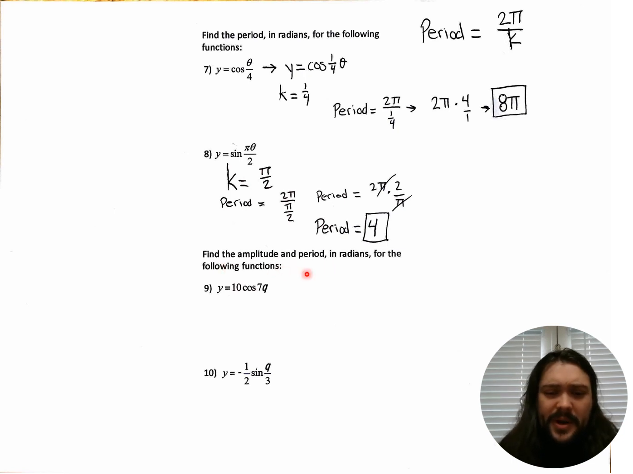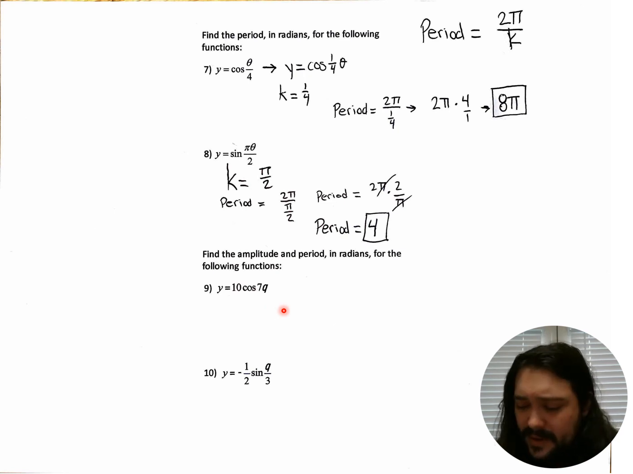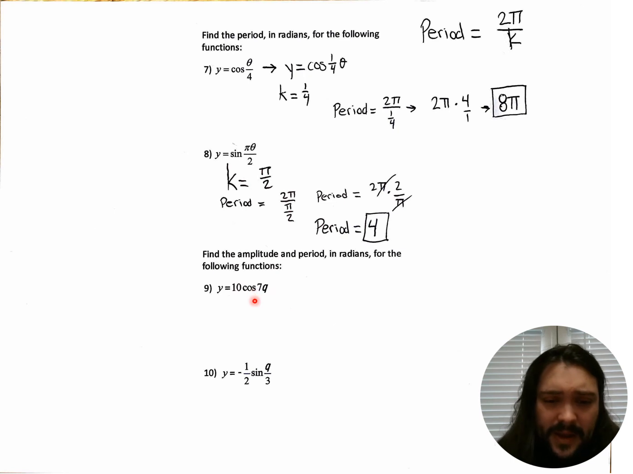Find the amplitude and period in radians for the following functions. This is number 9, y equals 10 cosine 7. Not sure what that is. That should be a theta. Something weird happened there. That is a theta, just go with it. So y equals 10 cosine 7 theta.